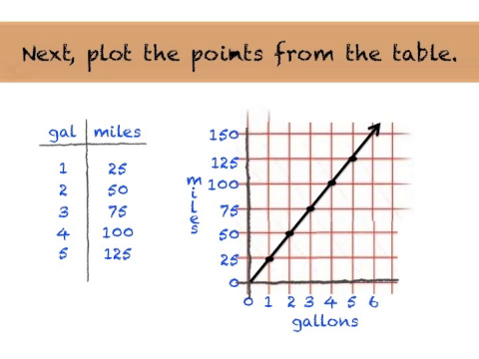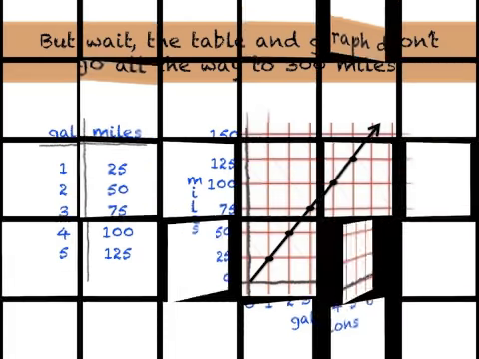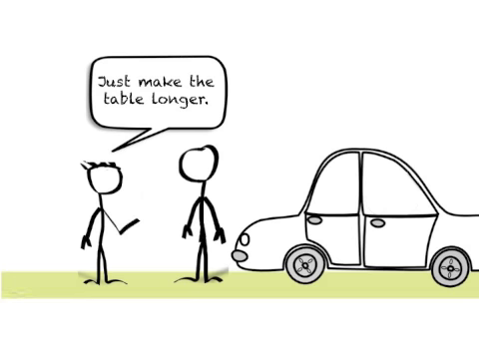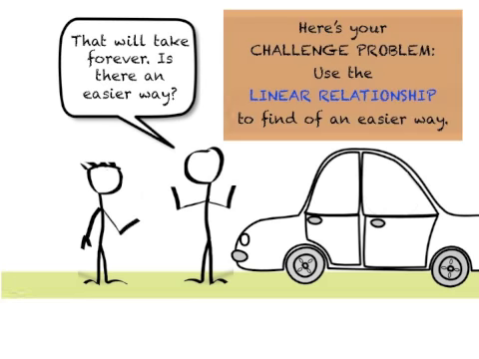But I see a small problem. The graph and table don't go all the way to 300 miles, so Eric's dad still doesn't know how many gallons he'll need for the trip. Says Eric, "Just make the table longer." That will take forever. Is there an easier way? Here's your challenge problem. Use the linear relationship to find an easier way.